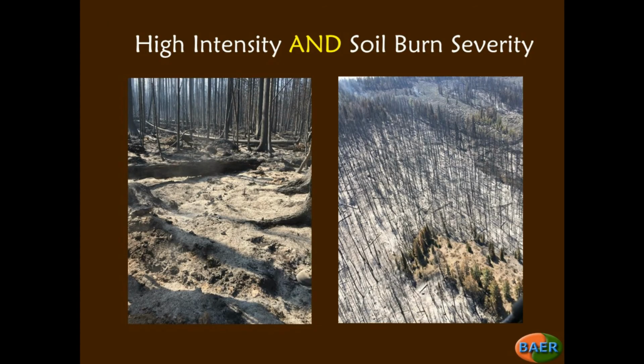So this is an example here of where we had a high intensity fire because everything was consumed in the canopy. But you can also see it was high soil burn severity because you've got the thick ash, that gray, and there is no organic matter left.